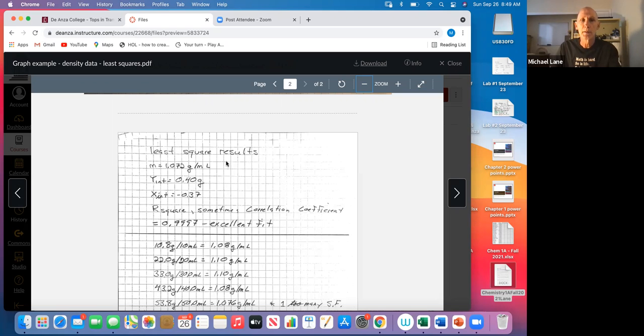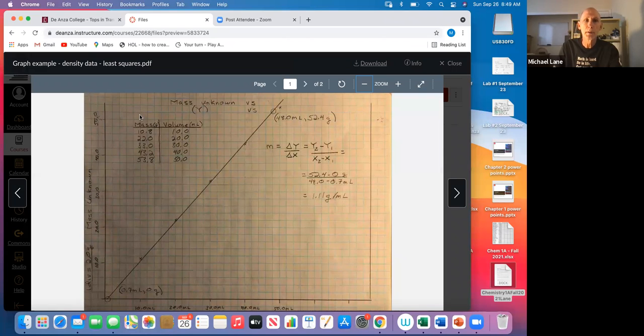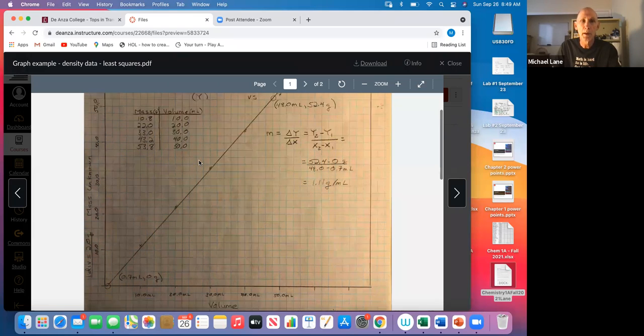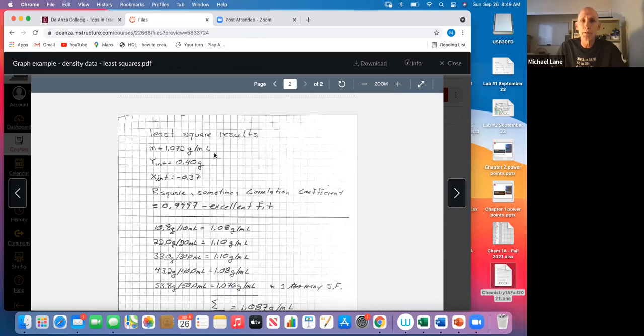What this does is provide you a way to enter the data, this data, in a prescribed format, entering X and Y data in a way that the calculator will accept it. The calculator will then give you the results. In other words, it will calculate the slope for you. So I did this using least squares calculation, and I got a slope of 1.072 grams per milliliter.